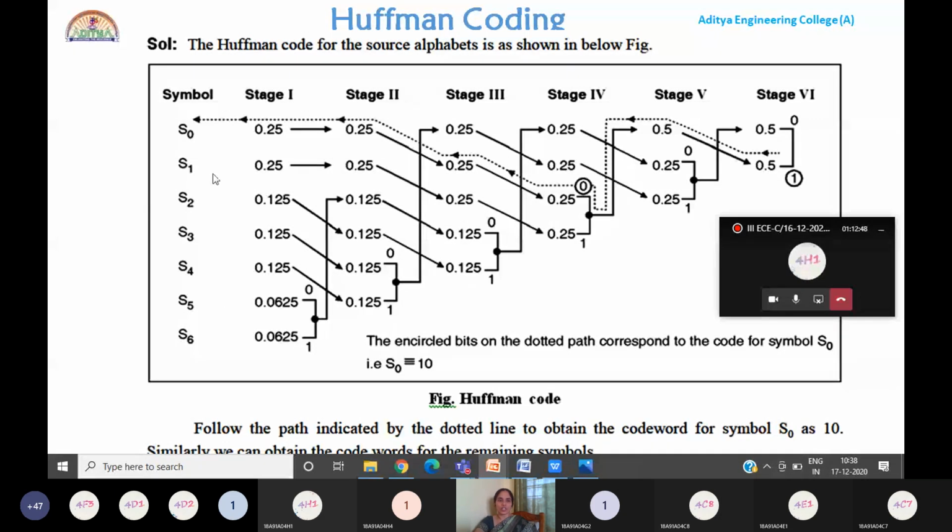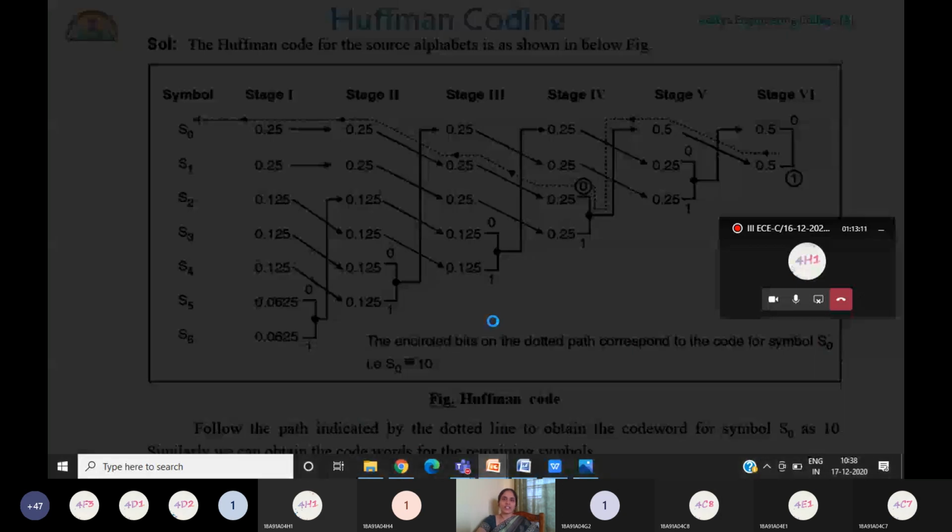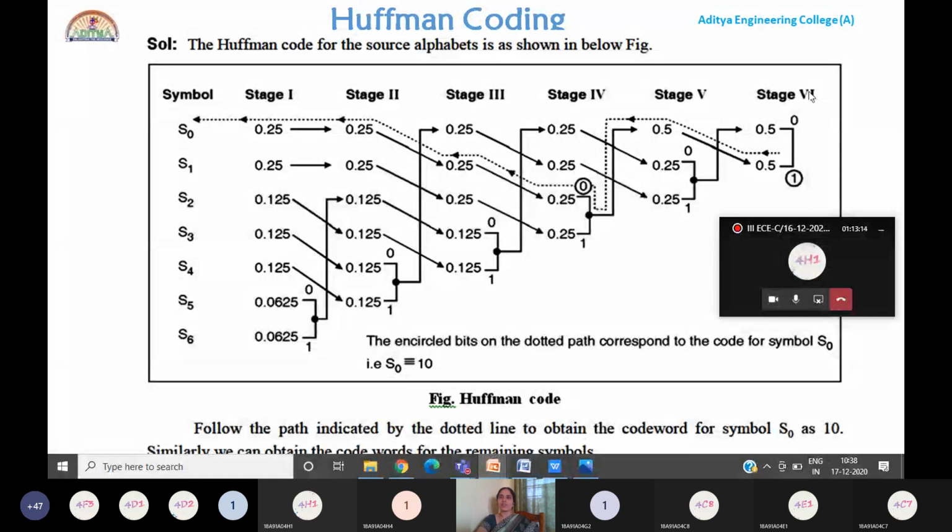So the code word of a particular symbol can be calculated by following the path in the forward direction and writing the code word in the reverse order. Okay, write the code word in the reverse order. So like that we can calculate the code words for each and every symbol. Don't write the code word directly in the symbol, or else you can directly write it here. After stage 6 you can write the code word, followed by its length.